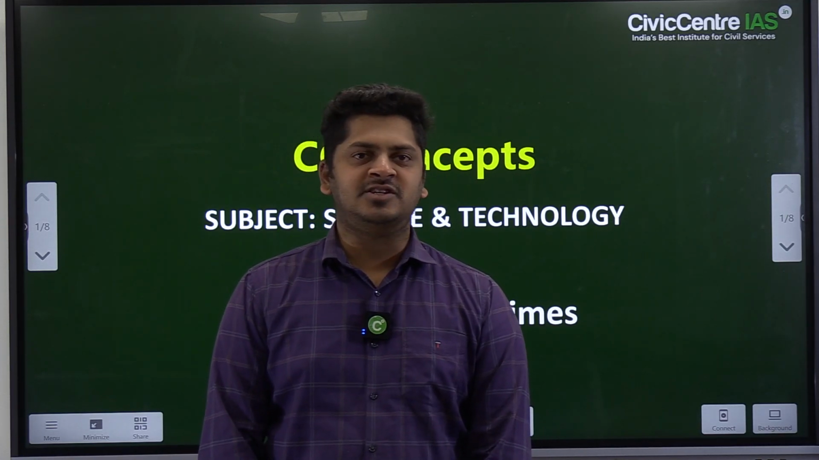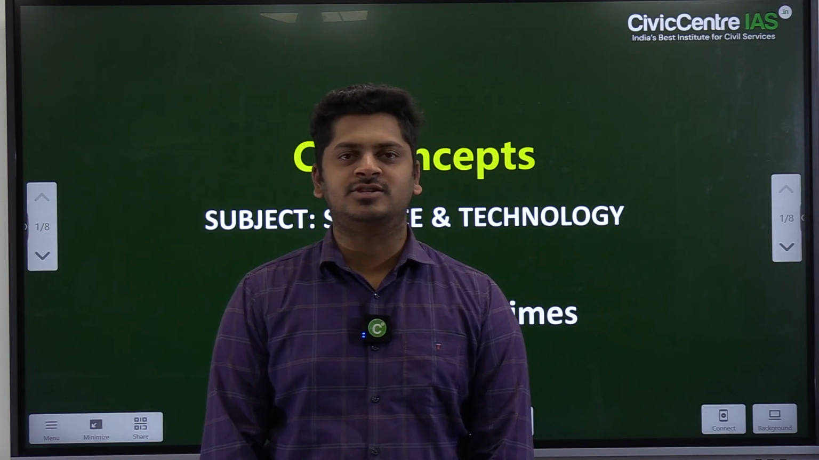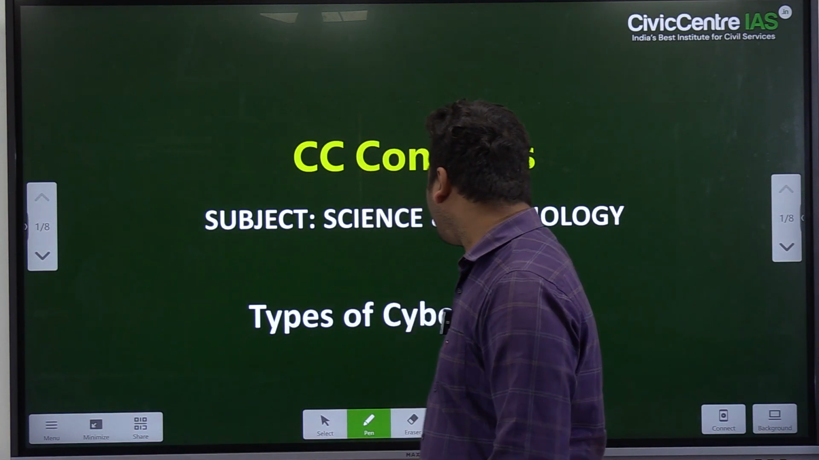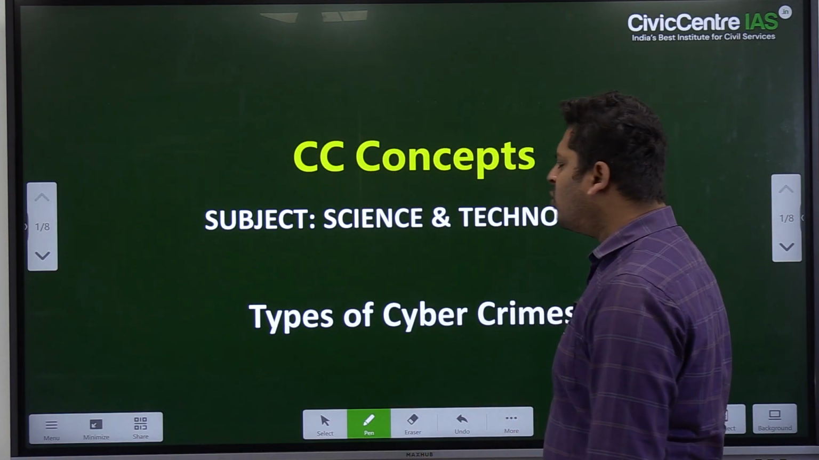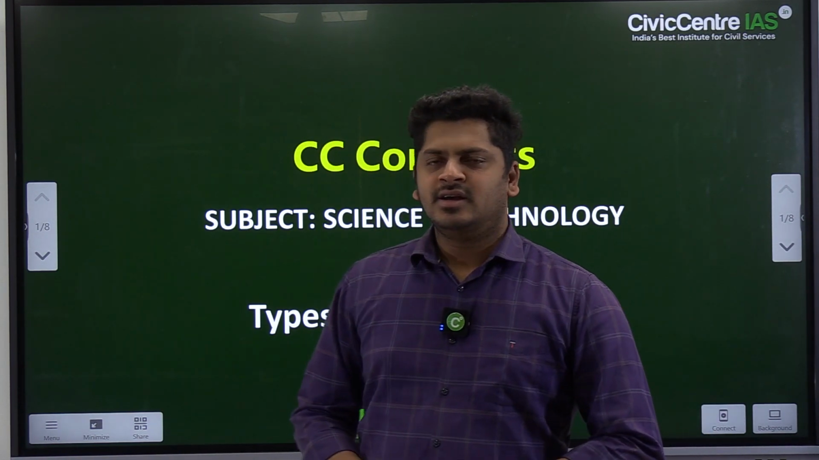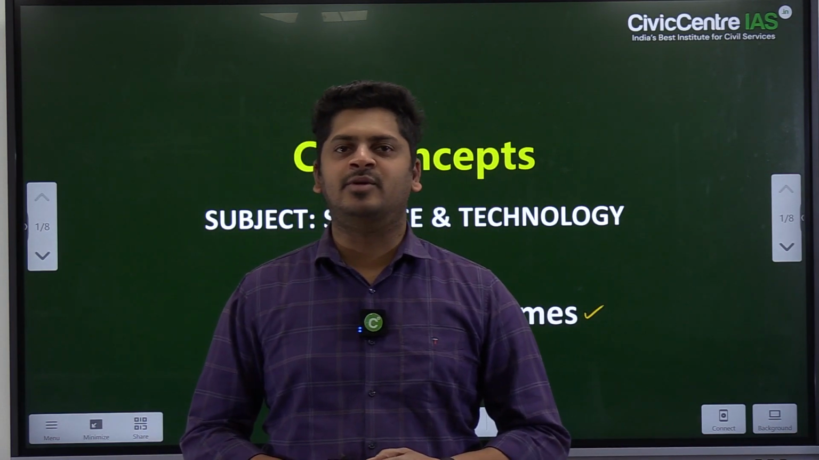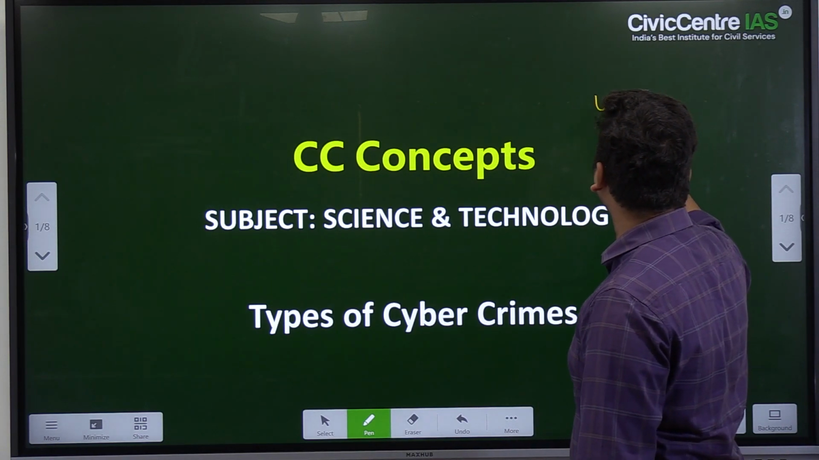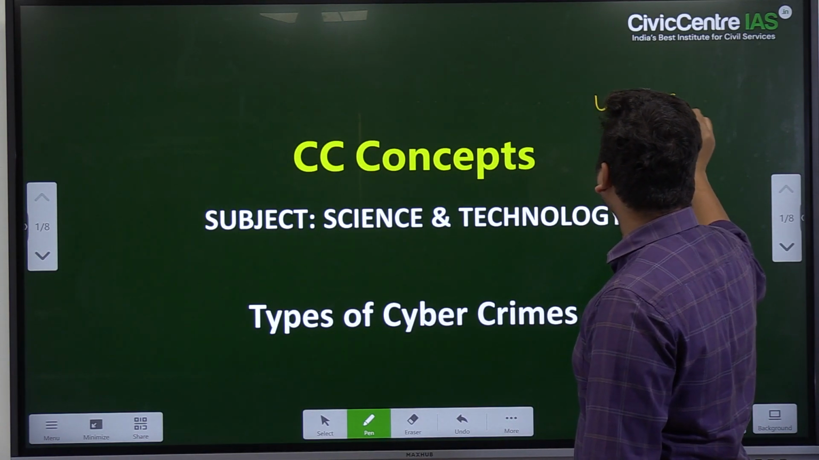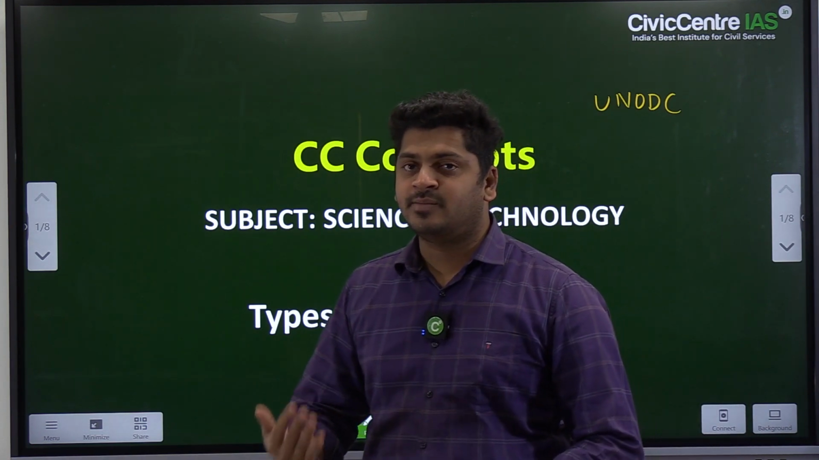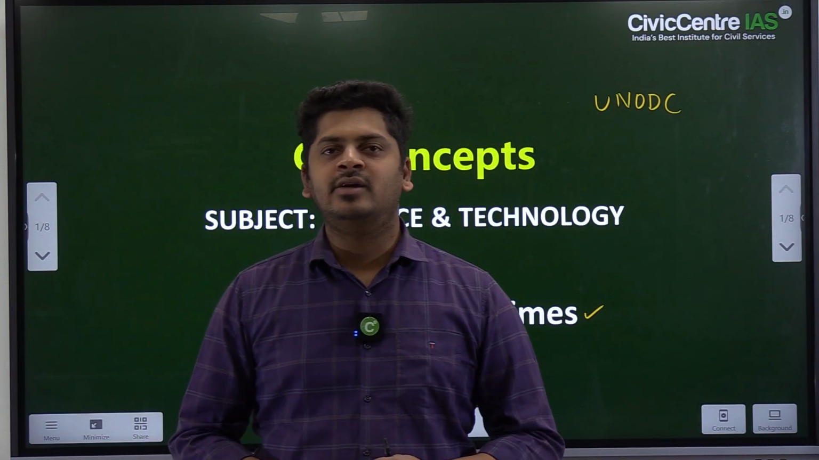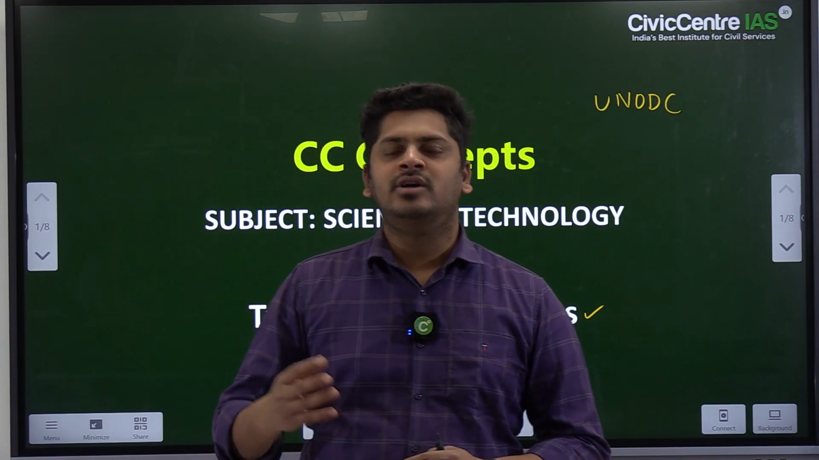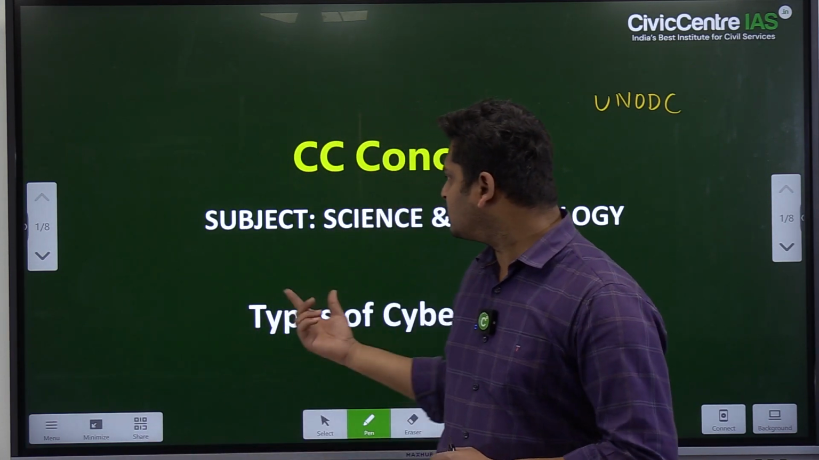Welcome to another video of CC concepts of the subject Science and Technology, and in today's video we'll be talking about the concept of types of cybercrimes. Now, what do we mean by cybercrime? See, there is no definition as such for the cybercrime, but according to the UNODC, which is nothing but the United Nations Office on Drugs and Crime, any crime which is cyber dependent or cyber enabled, or any specific such crime which is related to cyber, which is related to technology or the computers, is called cybercrime.